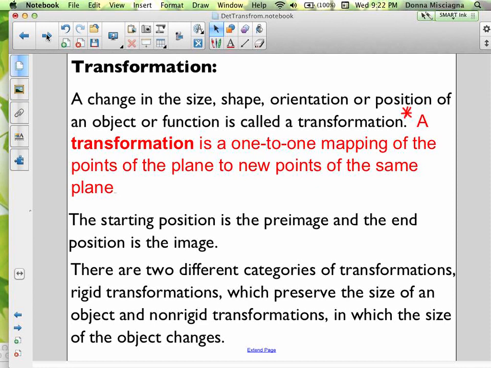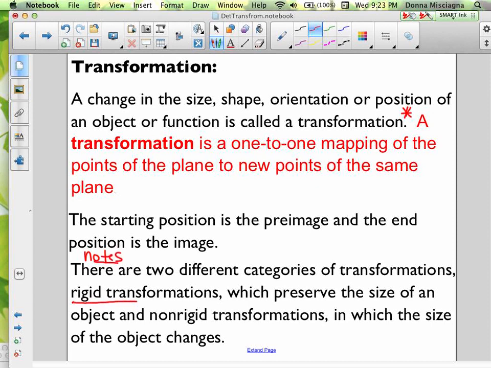There are two different categories of transformations: rigid transformations, which preserve the size of an object, and non-rigid transformations, in which the size of an object changes. And I don't see that I put that in your notes. So it would be a good idea, hint, hint, to add in the underlined part.